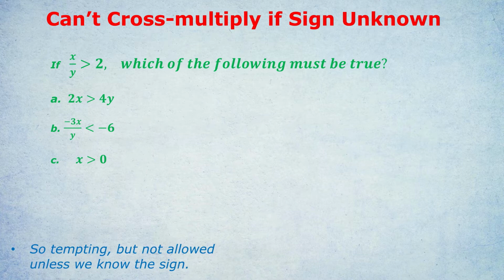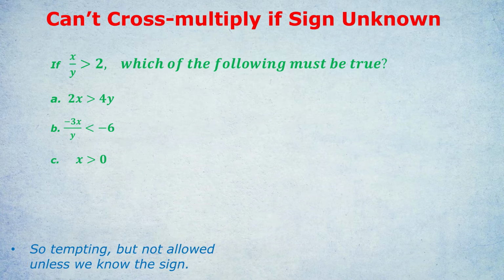What about B? B we can say, because the only difference between the original and B is that they've multiplied both sides by -3. And by multiplying both sides by -3, the inequality has flipped. The 2 has become a -6, the x over y has become -3 x over y, and the sign has flipped. So this is correct, and that's perfect.